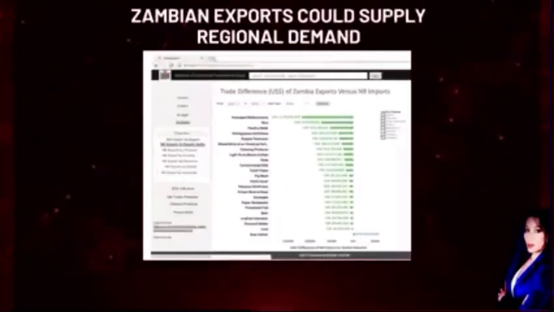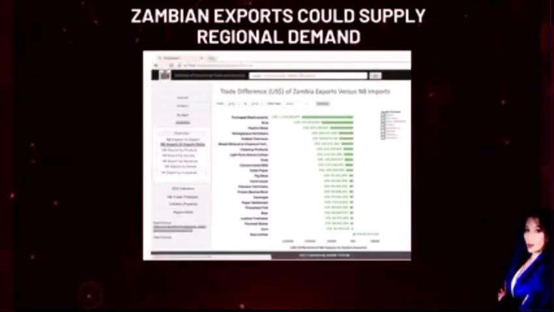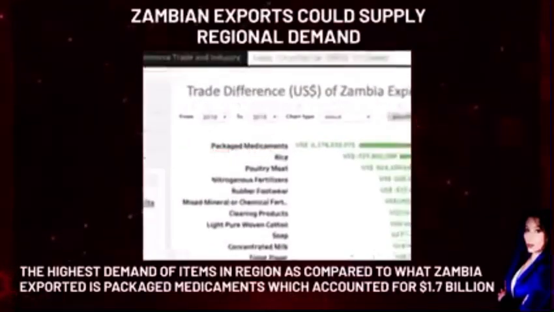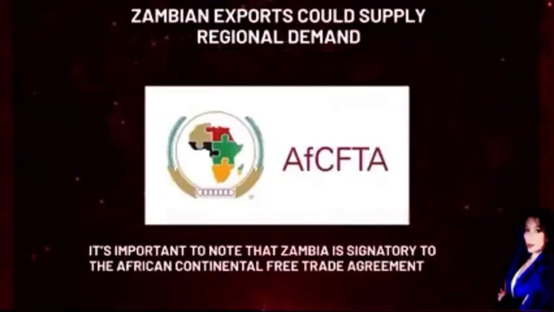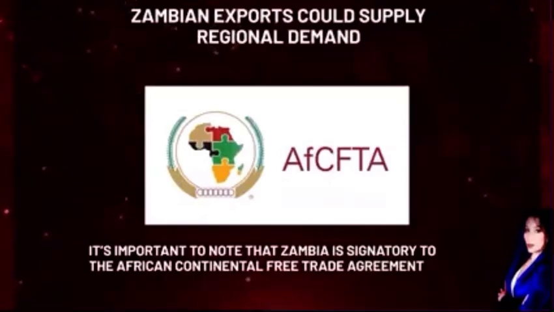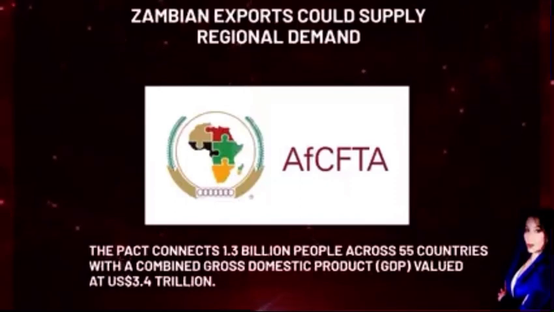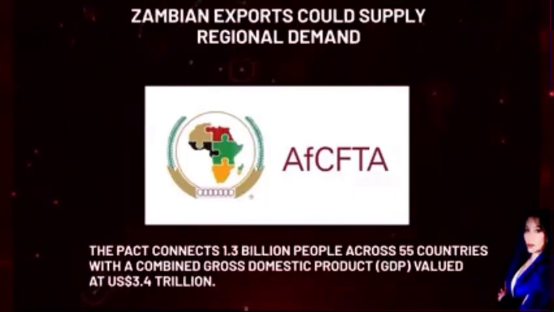An analysis, for example, in 2018 of the difference of Zambia's total exports to neighboring country imports reveals that the highest demand of items in the region as compared to what Zambia exported is packaged medicaments, which accounted for $1.7 billion. It's important to note that Zambia is signatory to the African Continental Free Trade Agreement, which was intended to create the largest free trade area in the world, measured by number of countries participating. The pact connects 1.3 billion people across 55 countries with a combined GDP valued at $3.4 trillion.